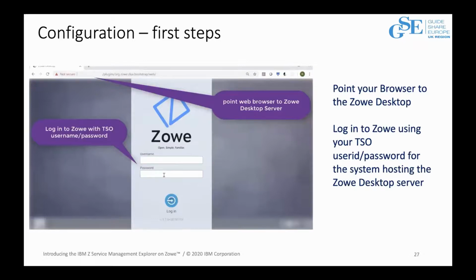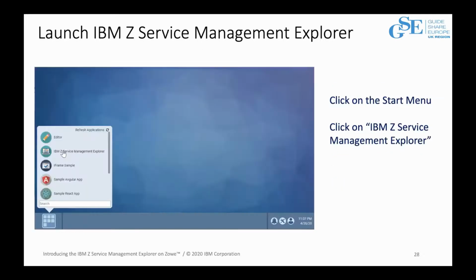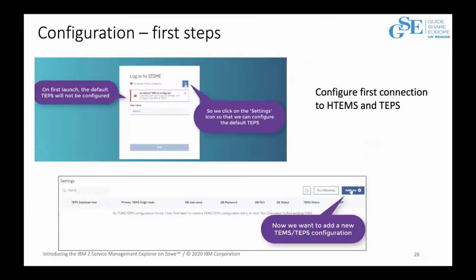You launch the Zowe browser. You log on using your TSO RACF user ID. So you need to ensure that you've got that defined on your z/OS system, of course, where Zowe is running. And then once you've logged on, you go to the start menu. You should see the plugin, your IZSME, listed as an app.